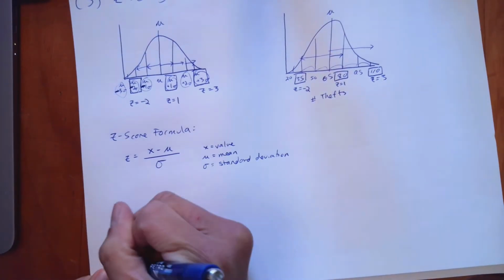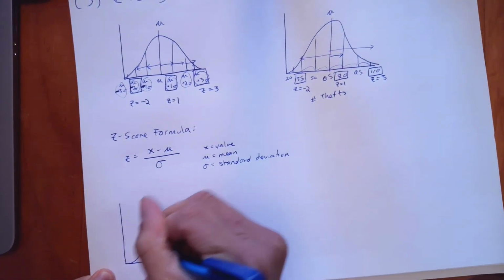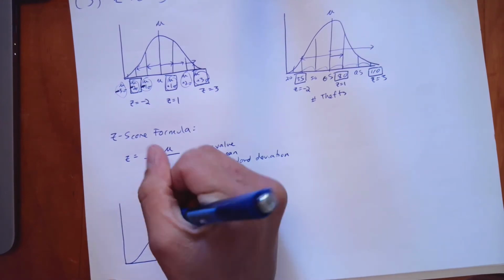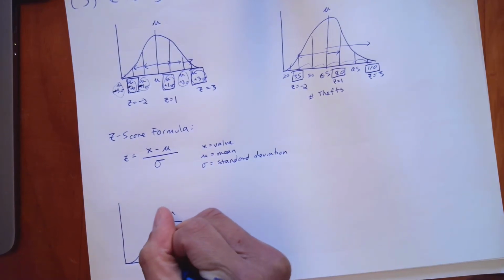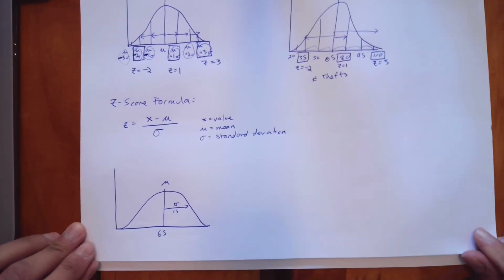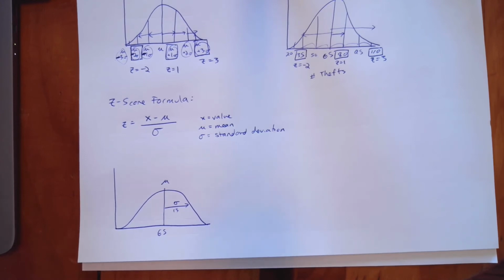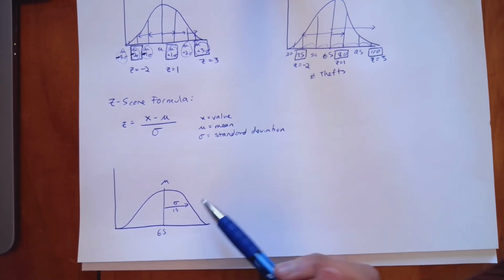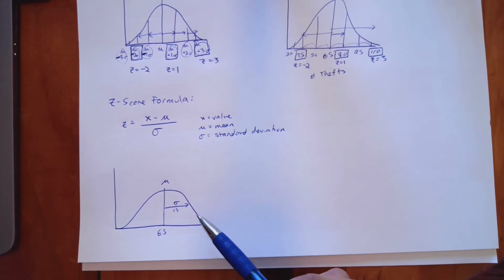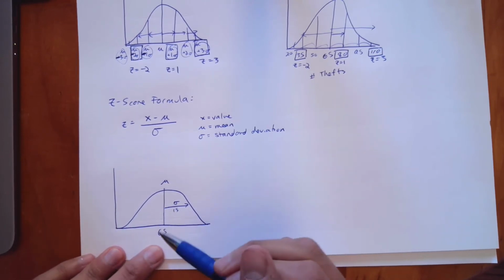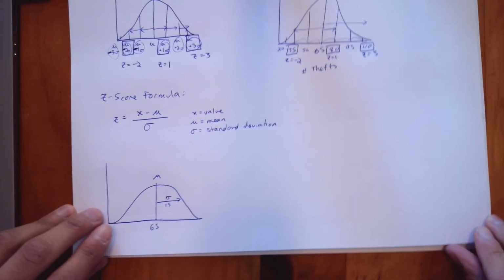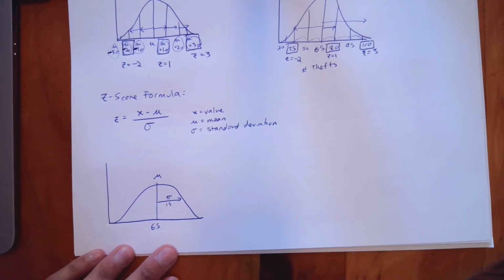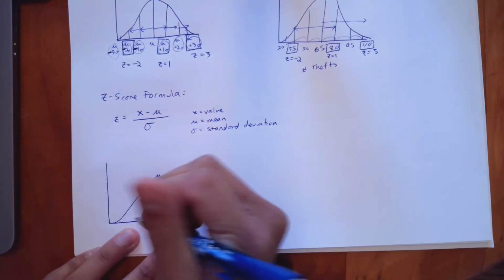So I'm going to redraw the graph for thefts in a store here again. So our standard deviation is 15, our mean is 65. Another note for those of you at home, I will always give you the mean and standard deviation for a normal distribution. You'll never have to calculate it yourselves. So numbers like this, the 65 and the 15, will always come in the problem itself. It will be provided. All right, so let's say we want to find a z-score for 60 thefts.